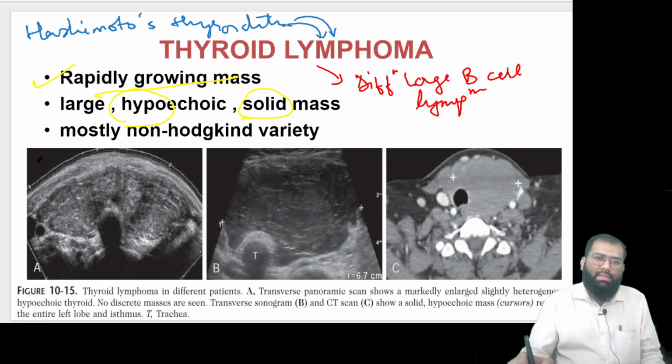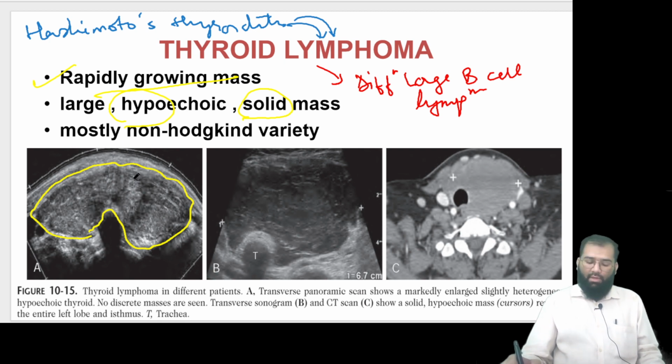Okay. Now let us see the imaging appearance of thyroid lymphoma. So here can you see that the entire gland is enlarged, solid, heterogeneously hypoechoic. Okay. So in these cases, you should suspect that there is lymphoma transformation of the thyroid gland. One more important feature is rapidly growing mass.